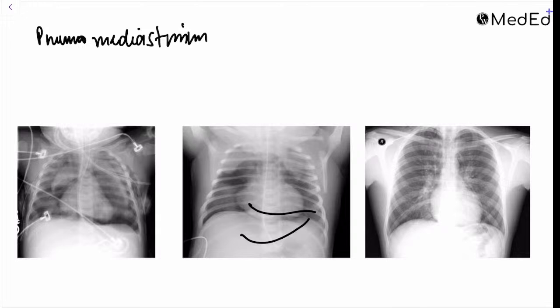In the third image, we can see that there is a lucency that is tracking along the vessels, okay. And in the first image, the name of the sign is spinnaker sail sign. Right? So this is because of the lucency that is seen around the thymus.